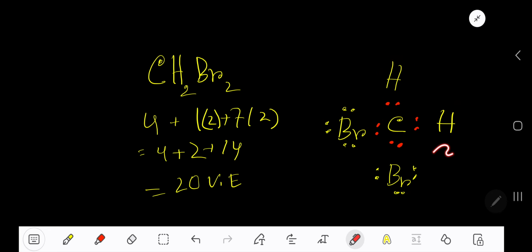So we can say that this is the Lewis dot structure of dibromomethane. You can replace this bonding pair by a line. So this is the structural formula of dibromomethane.